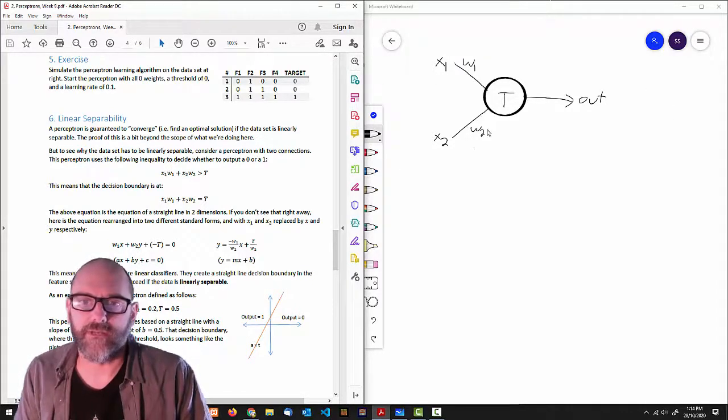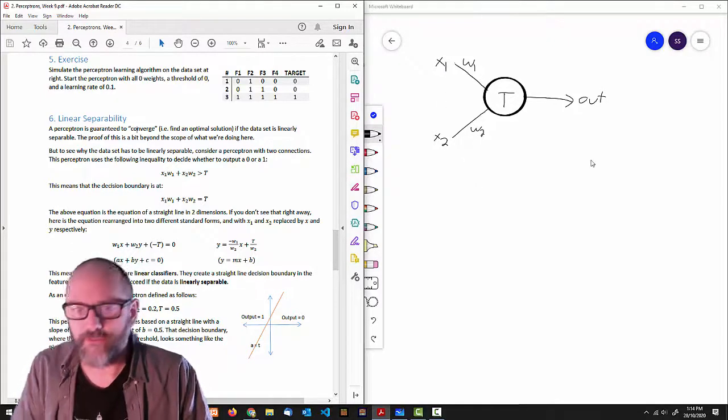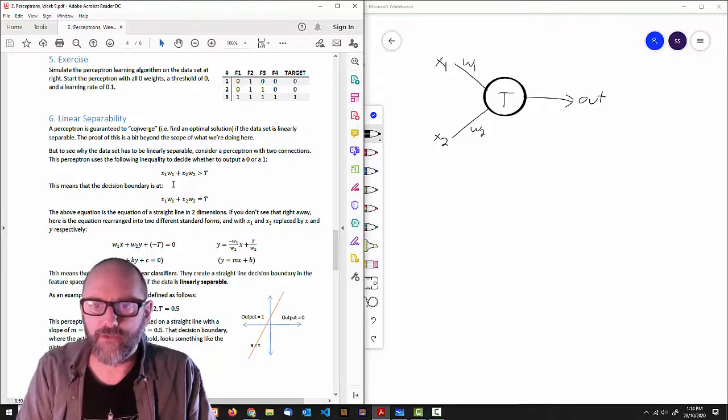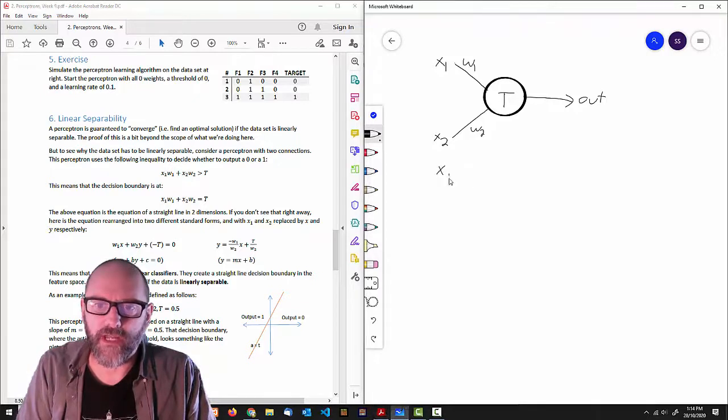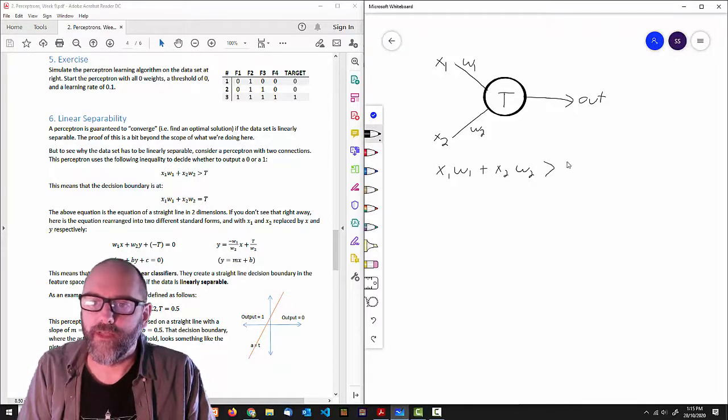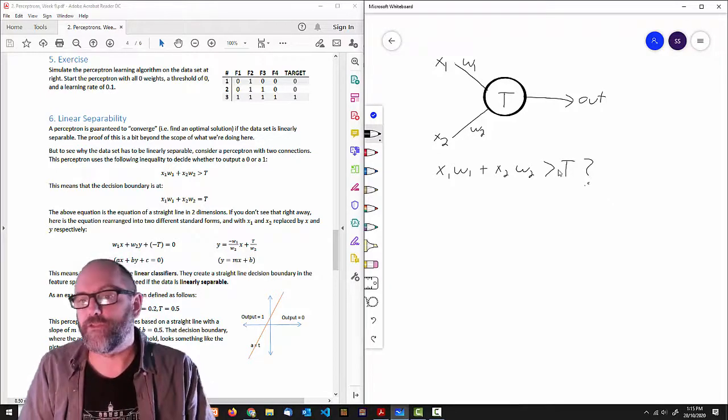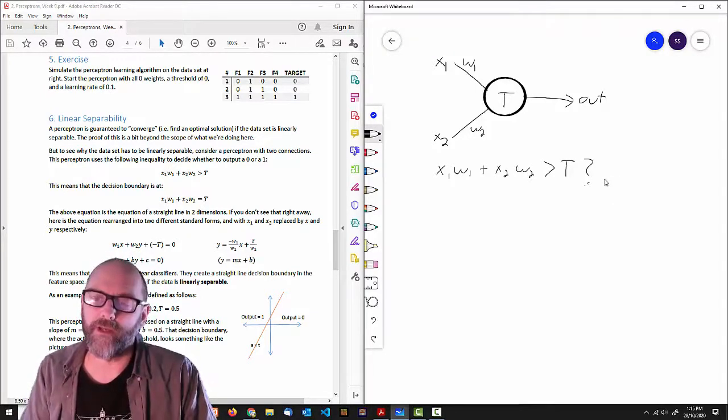Okay, so I haven't put any numbers on this. It's got a threshold. It's got 2 weights. The inputs, I'm going to call them x1 and x2. And if we are going to classify using this, we're going to use this equation: x1 times weight 1 plus x2 times weight 2 greater than the threshold. That's the question that we're asking. If this is true, it's going to output 1, and if it's false, it's going to output 0.